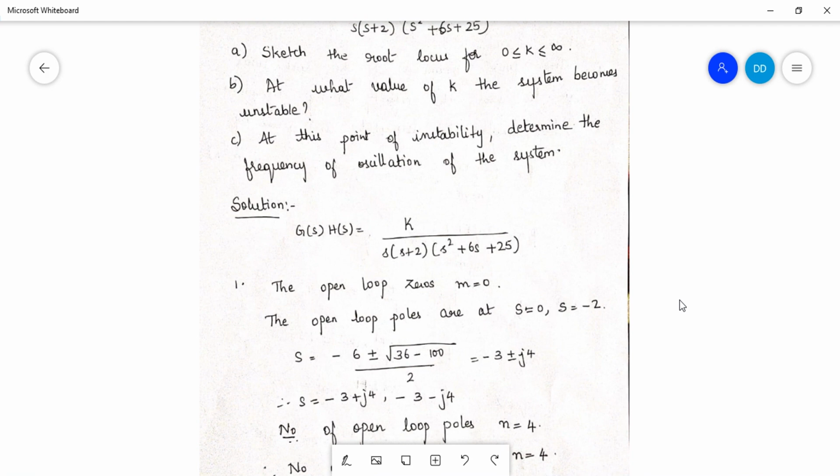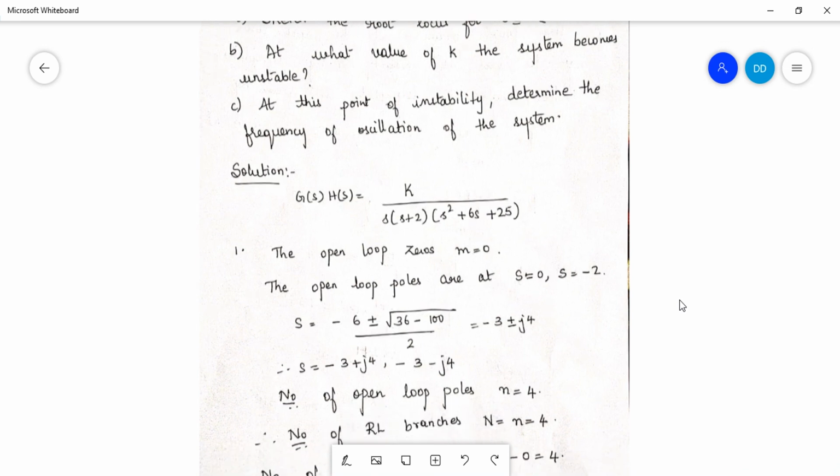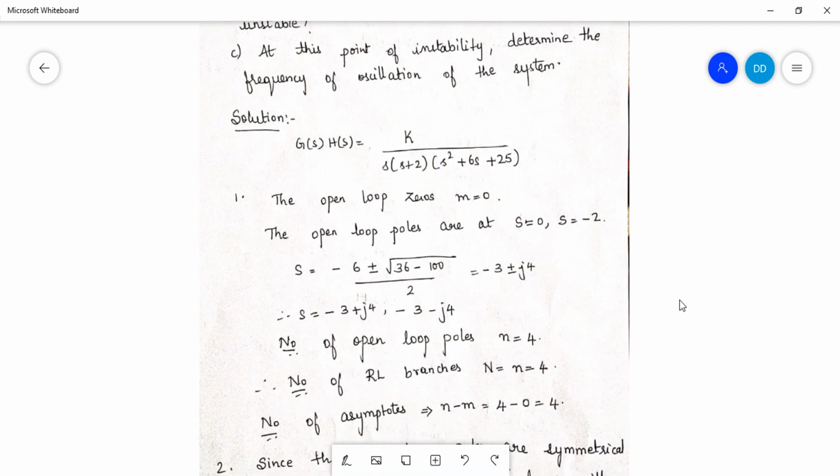Next comes the open loop poles. The open loop poles are at s = 0, s = -2, and on solving s^2+6s+25, the roots we obtain are at -3+j4 and -3-j4. Therefore, the number of open loop poles is equal to 4. So, for the total number of root locus branches, here the number of poles is greater than the number of zeros, so the number of root locus branches will be equal to 4.